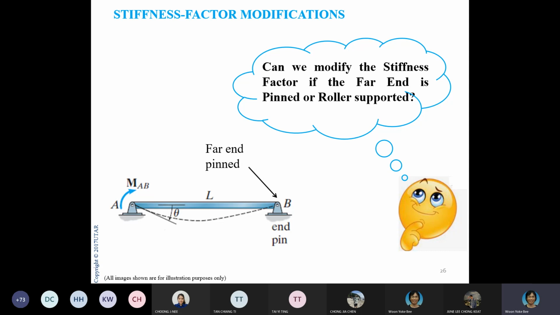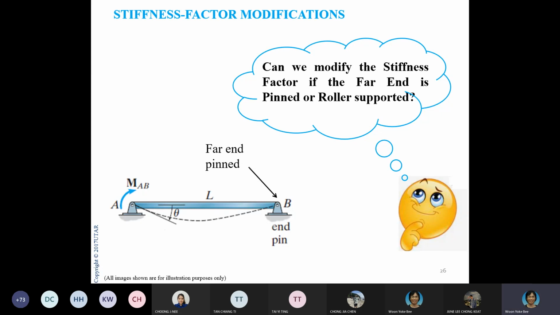So anyway, I just want to run through so that you understand how you get the 3EI over L as well. The 3EI over L is actually a modified stiffness factor, because when we first derived all our slope deflection equations, we also assumed the far end to be fixed. So if, let's say, the far end is pin, right?